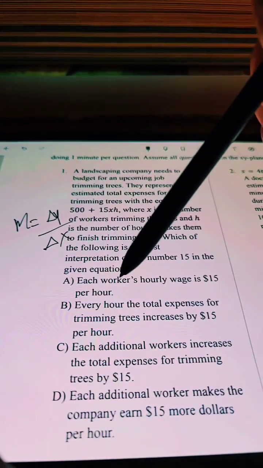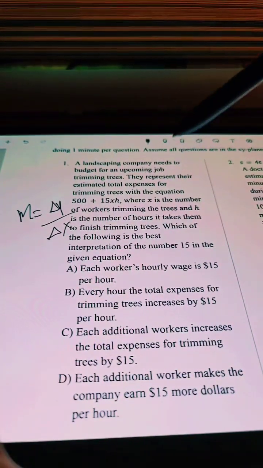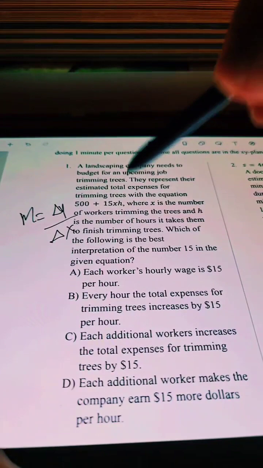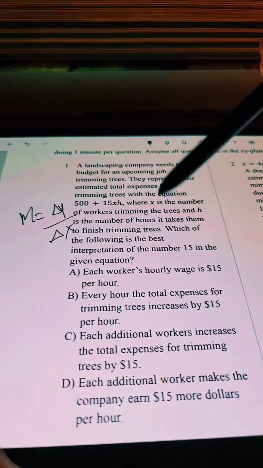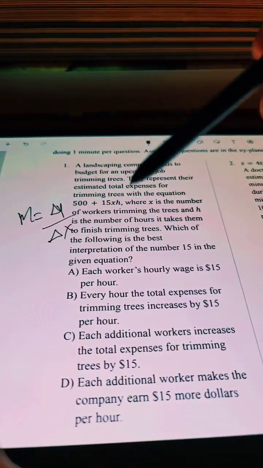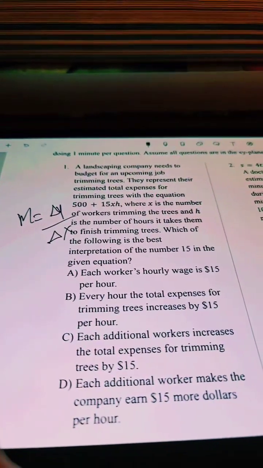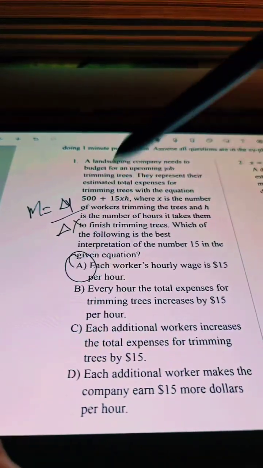And then this says that each worker's hourly wage is $15 per hour. That would make sense because then it would be $15 for every worker times the number of hours worked is what you're adding on to the 500 already to get the total number of expenses, which tracks with this whole situation. So that's the correct answer.